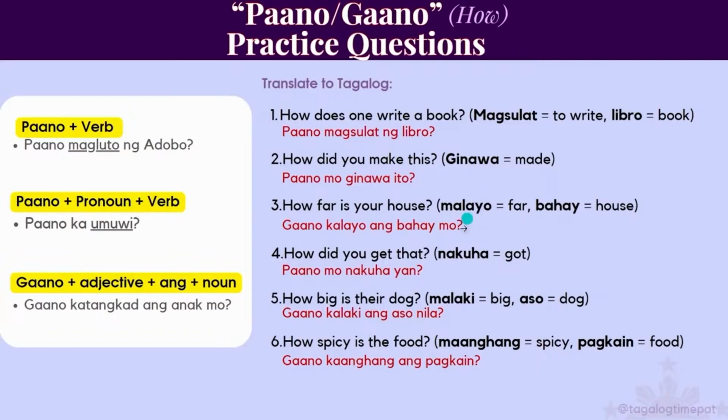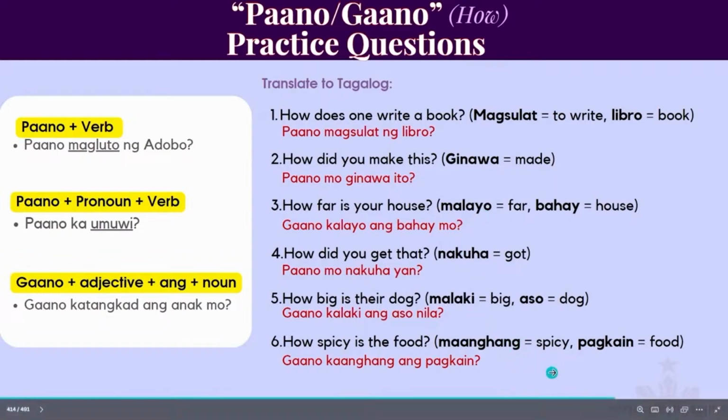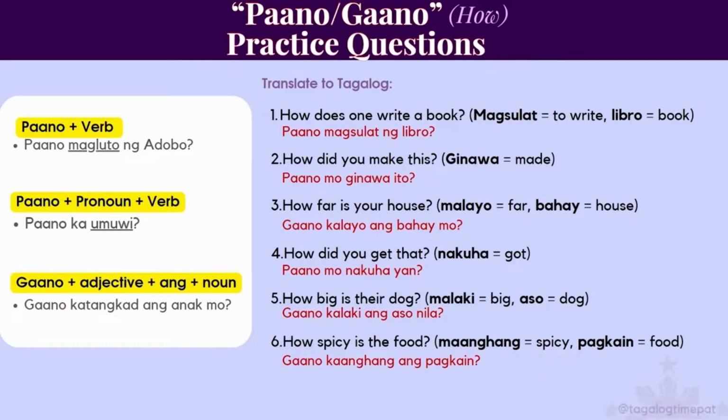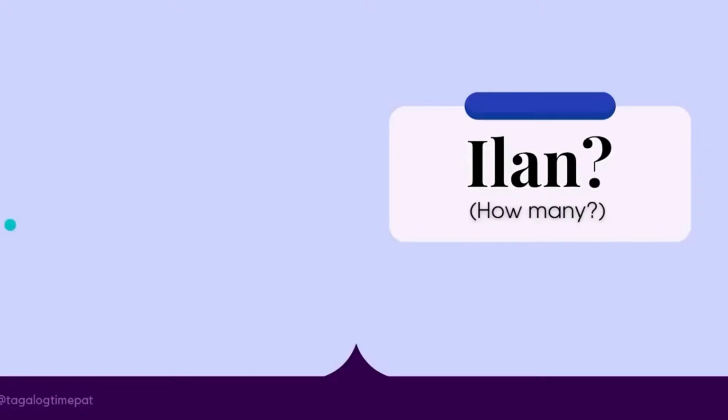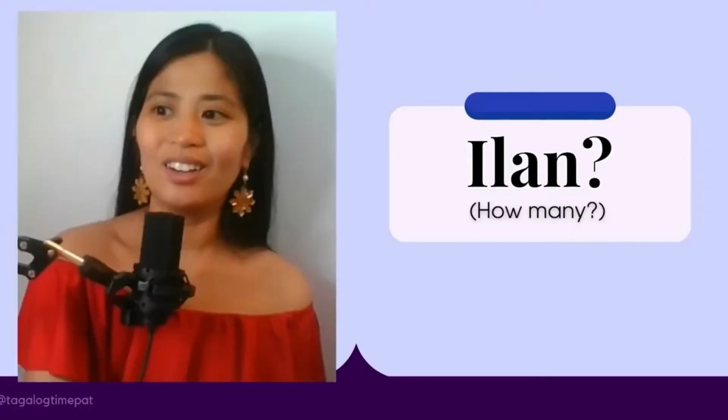So in all of these examples, I gave you the adjective in the ma form, right? Malayo, malaki, maanghang. But remember, when you are using gaano as a question, you have to change the adjective into the ka form. So it has to have the ka prefix because it's asking about the extent of that adjective. Okay, if you have any questions, again, please feel free to write them in the comments. I will try to answer.